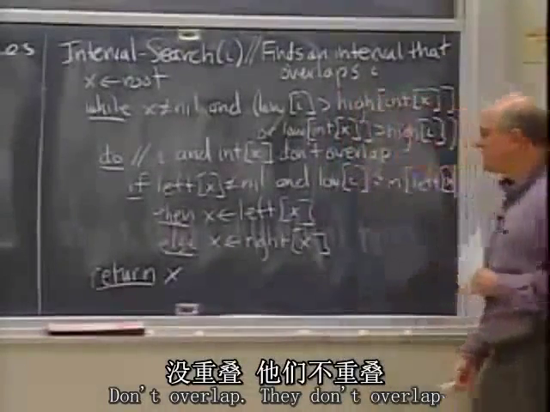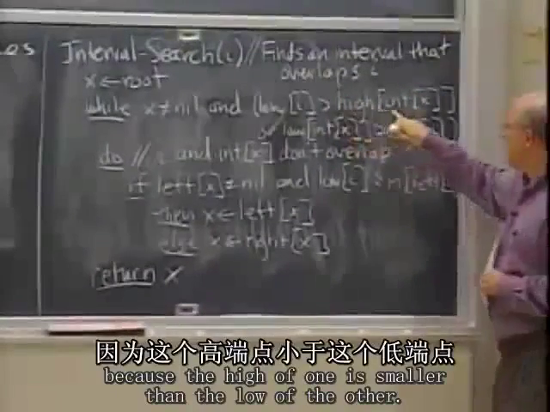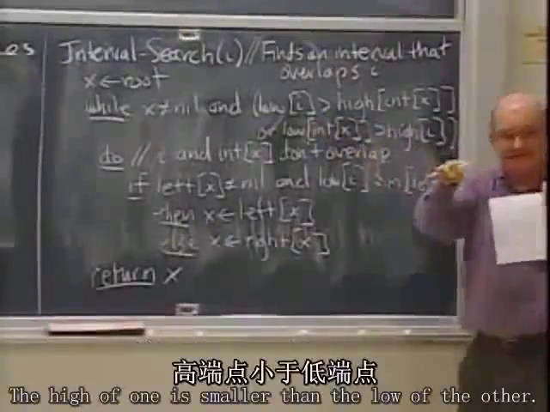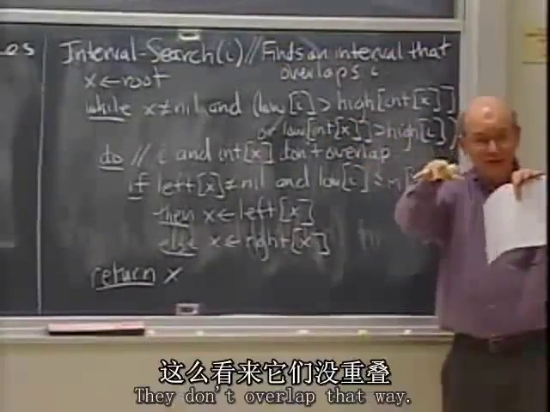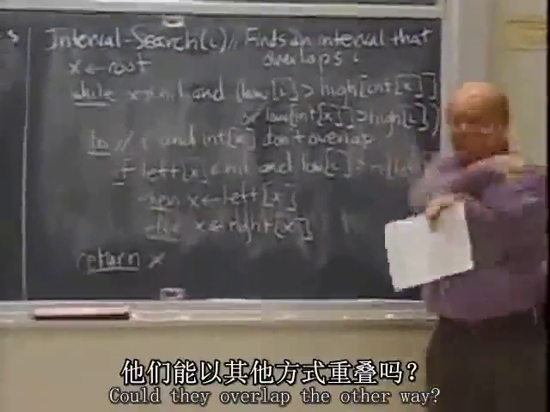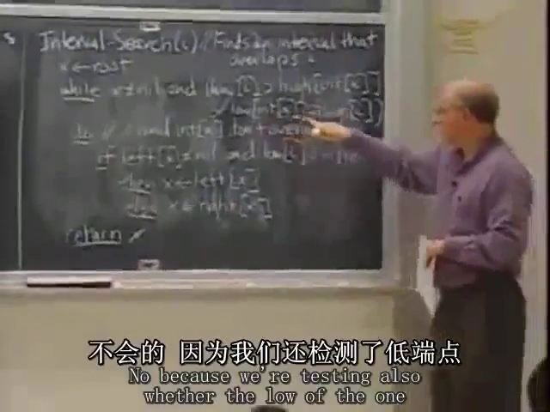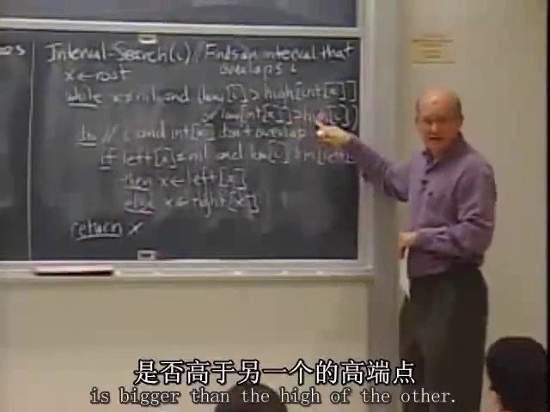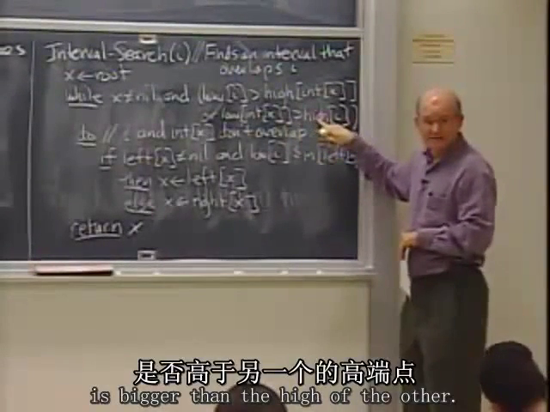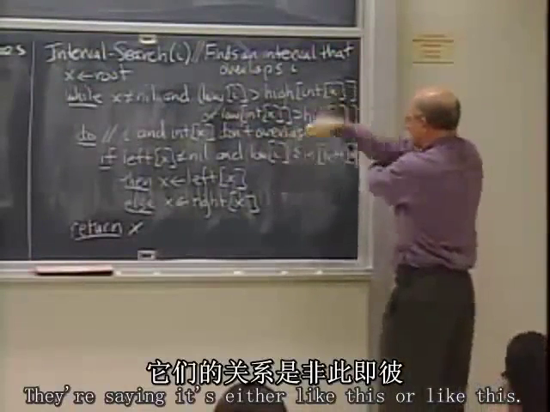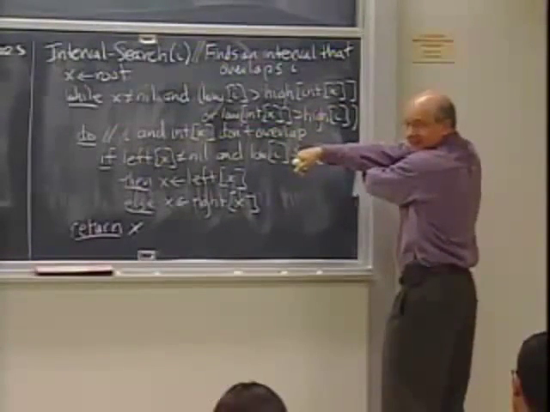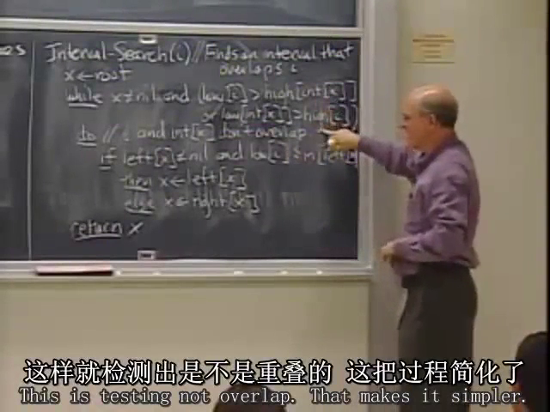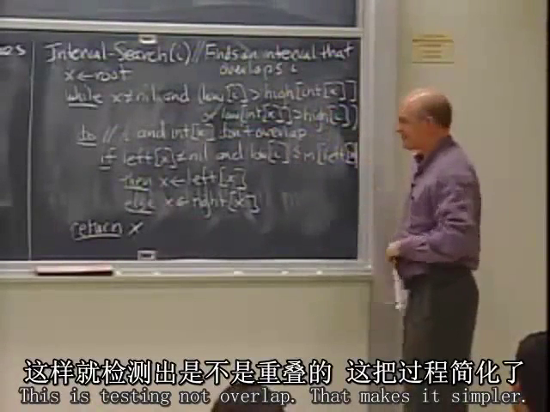They don't overlap because the high of one is smaller than the low of the other. If the high of one is smaller than the low of the other, they don't overlap that way. Could they overlap the other way? No, because we're also testing whether the low of the one is bigger than the high of the other. So it's either like this or like this. So this is testing not overlap. That makes it simpler.